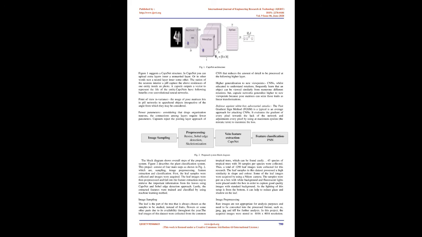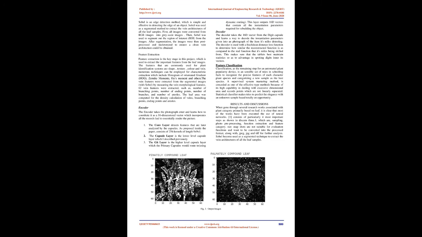CapsNets have the following advantages over convolutional neural networks. Viewpoint invariance. The use of pose matrices allows capsule networks to recognize objects regardless of the angle from which they are viewed. Fewer parameters. Since capsules group neurons, the connections between layers require fewer parameters. CapsNets reject the pooling layer approach of CNN that reduces the amount of detail to be processed at the next higher layer.